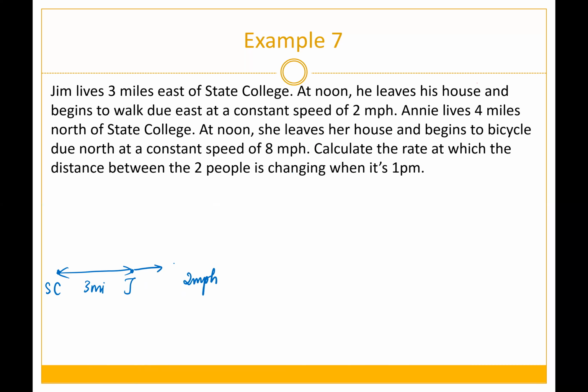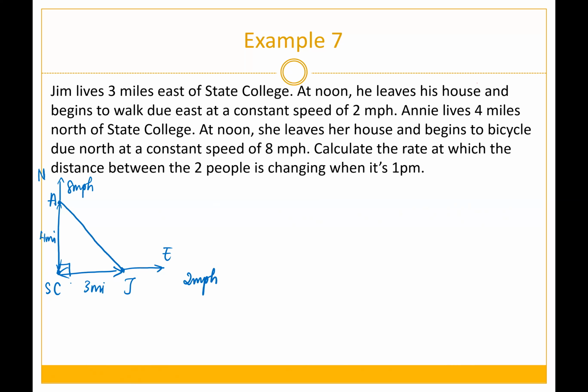And then we have Annie living 4 miles away in the north, and at noon she also left, traveling north at 8 miles per hour. This is Annie. It's asking: calculate the rate at which the distance between the two people is changing. This is the distance, and it's very clear here, when you're talking about north and west, or north and east, there's a right triangle here, so you can see it's the Pythagorean theorem.